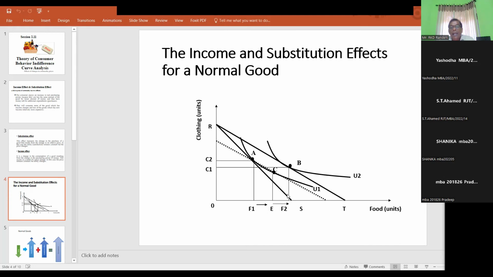Right? Now you can draw a parallel line. This is the new budget line. Parallel to the new budget line, you can draw the dotted line. In appearance, that is not parallel. But assume that this is a line parallel to the new budget line. That is the strategy we have to use.